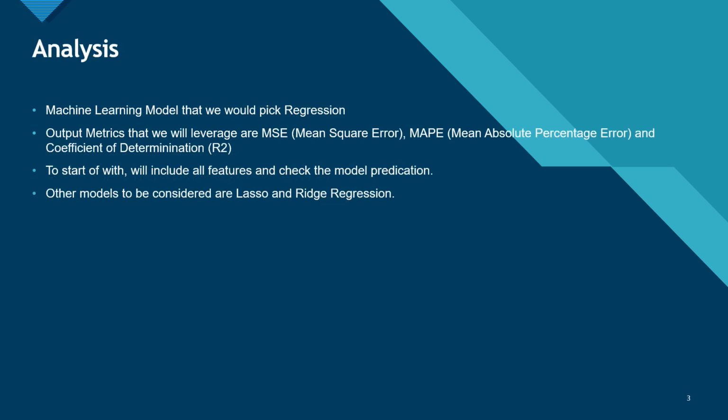The analysis. What kind of algorithm or model are you going to use? For this scenario, we would start with a regression algorithm or model. The output metrics that we're going to leverage are the mean square error, mean absolute percentage error, and coefficient of determination. To start off with your prediction, you will use all the features provided within the data set and check the model prediction. The other models that can be considered after the regression are lasso and ridge regression.